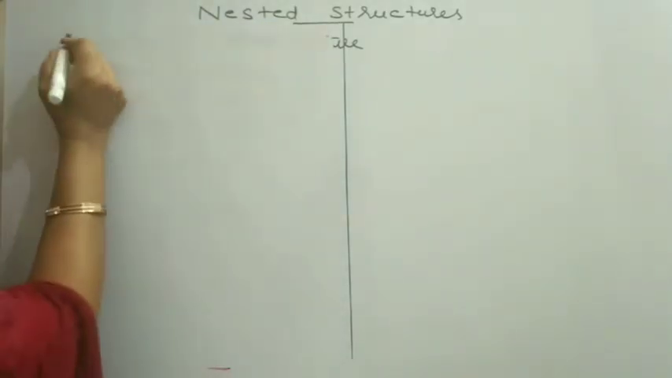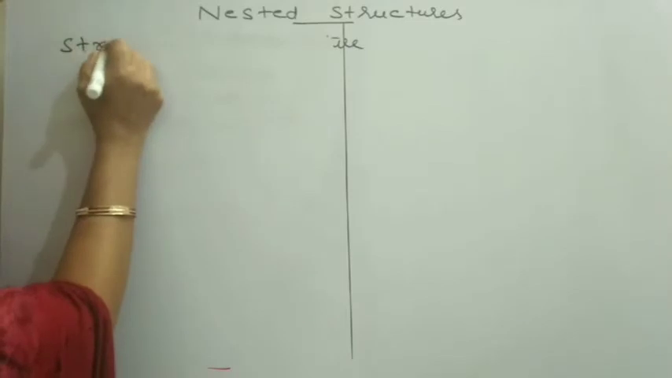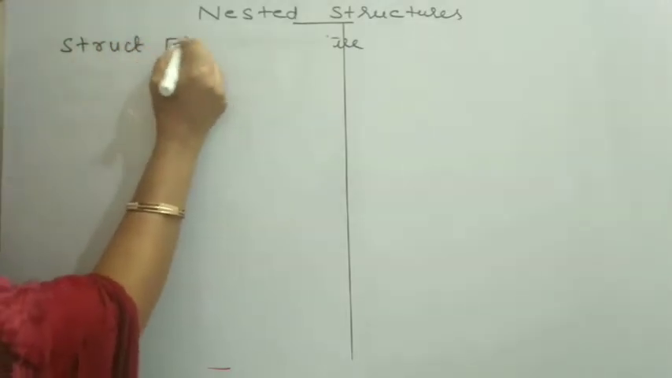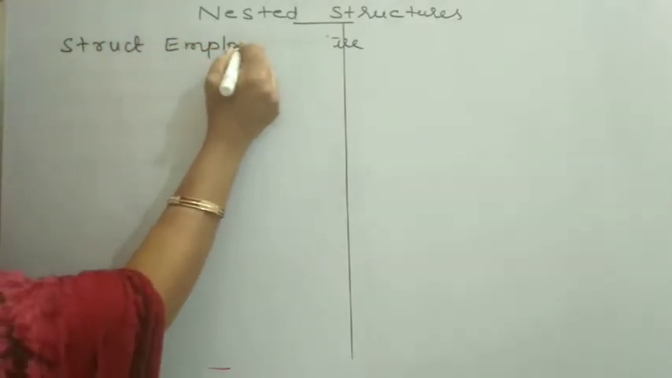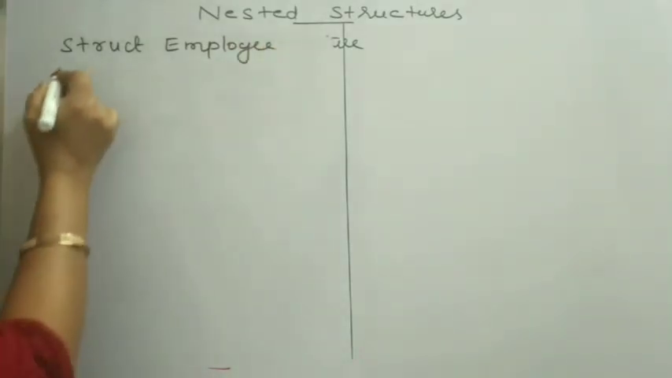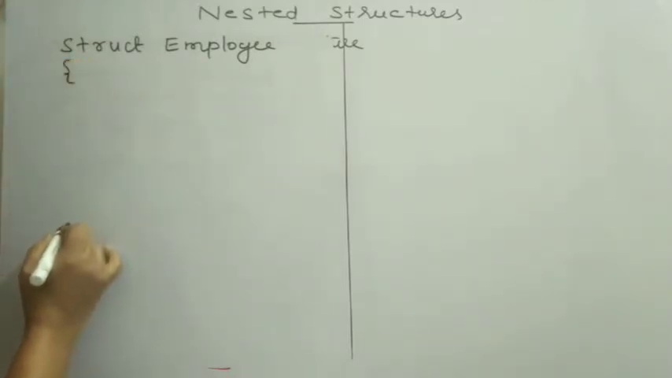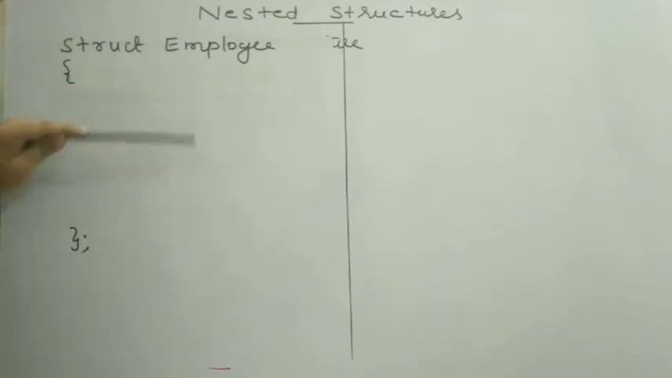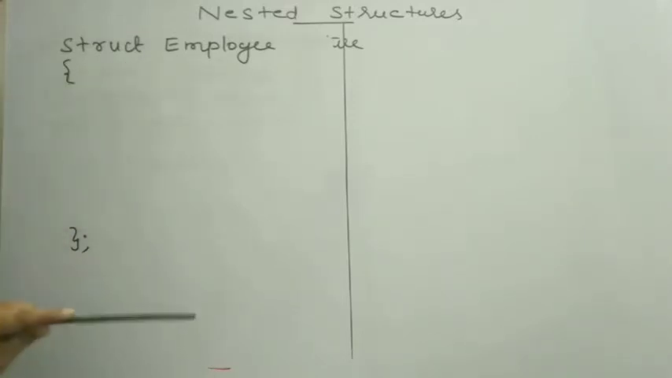So I have a structure defined, that is employee. How do we define a structure? The structure definition starts with the keyword struct, followed by the name of the structure, and then all the data members are included within this curly brace. With this semicolon, the structure definition ends. Within this curly brace, we need to define our data members.